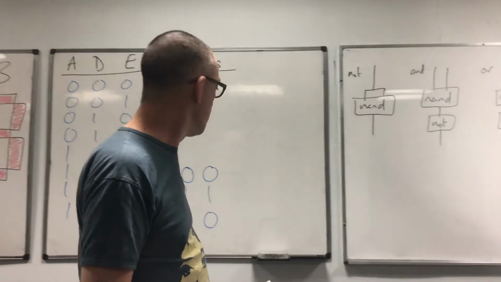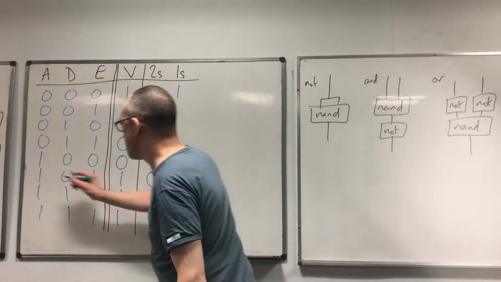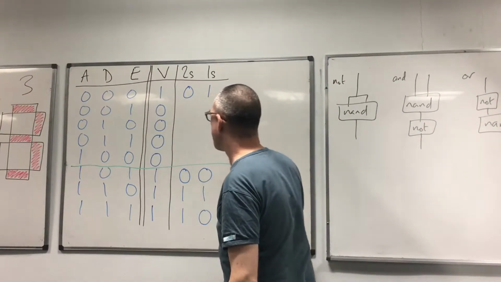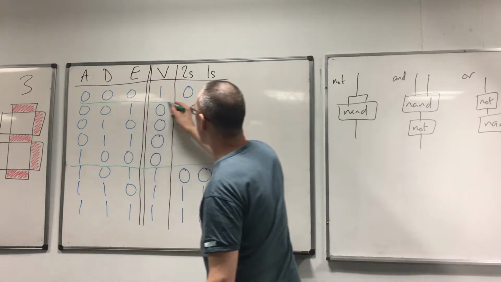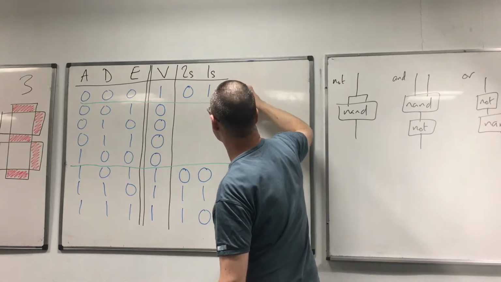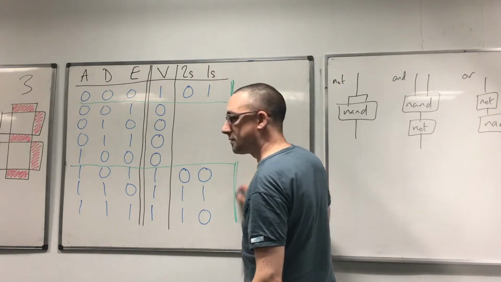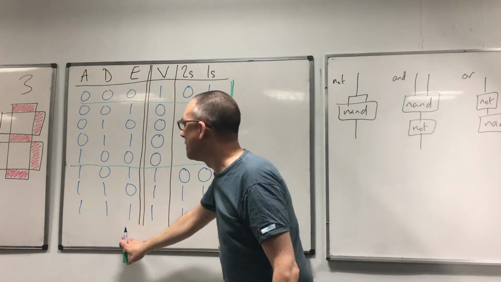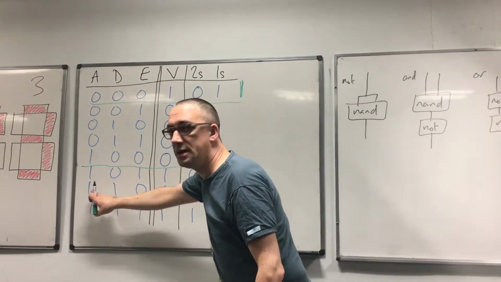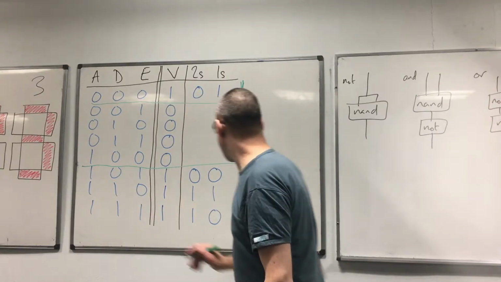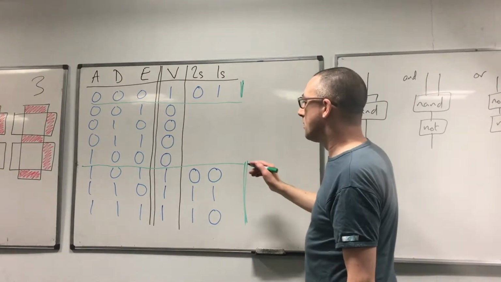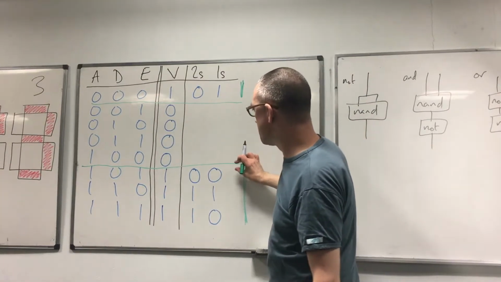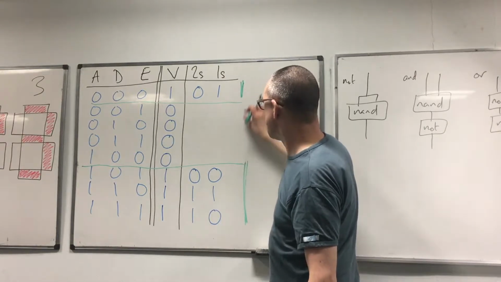What do we need to do? We need to consider the cases where we get a 1 in the output. That's this case and these 3. We can save ourselves a little bit of work by noticing that if A and D are both true, then we don't really care about E, but otherwise we'll have to consider these 2 cases separately.